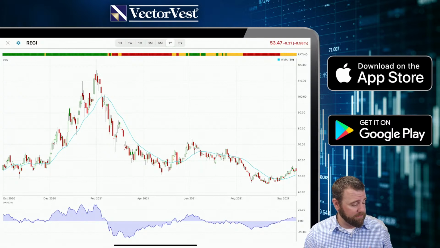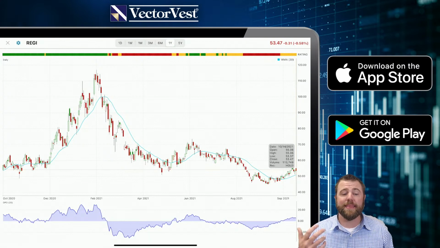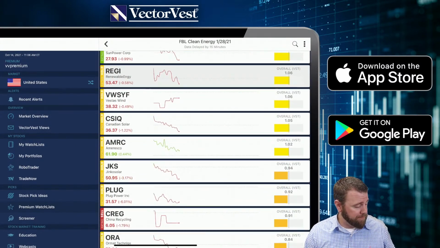Maybe draw a trend line from the June high to this high here. Let me get my cursor here. Till right around the end of July. And then wait for it to break that downtrend line. And that could be your confirmation of when you should jump in if you're looking to get into a stock that's been beaten up pretty bad over the last few months. All right, so that was REGI.